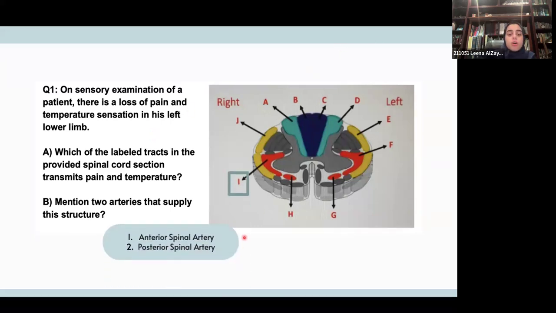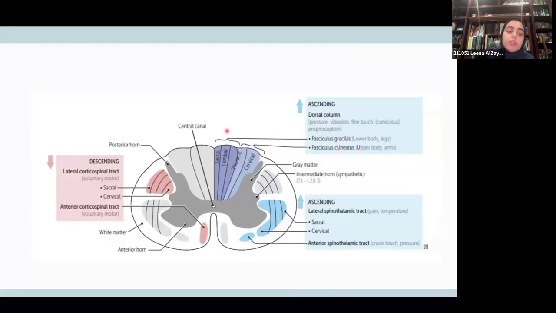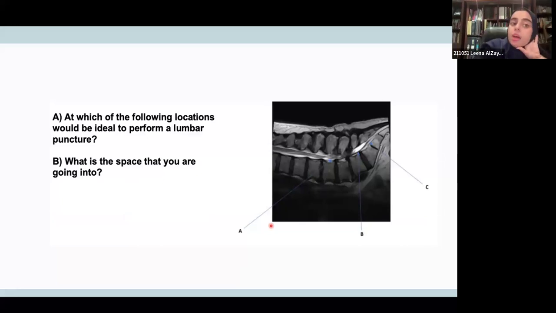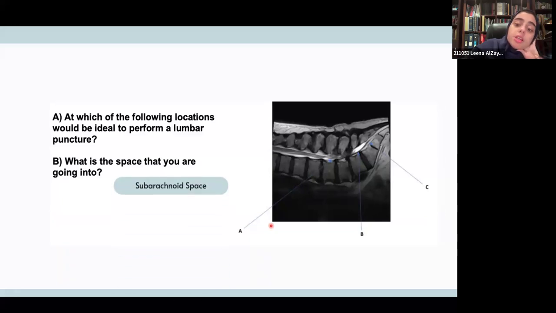And this is the answer why. I'm reminding you why this is the answer. Which of the following locations would be ideal to perform a lumbar puncture? We said we end at the conus medullaris. We don't want to harm the spinal cord. We don't want it where it's only pia mater, which is at the coccyx level. So what would be the middle ground? Obviously, it's going to be B, at L3, L4, and the space where you actually take the CSF is the subarachnoid space.